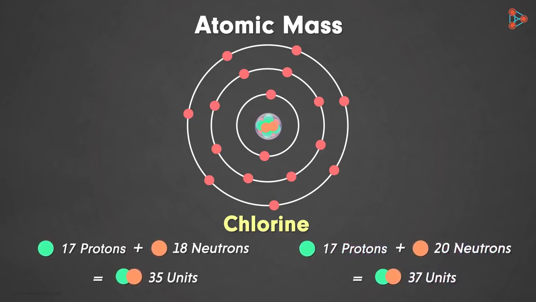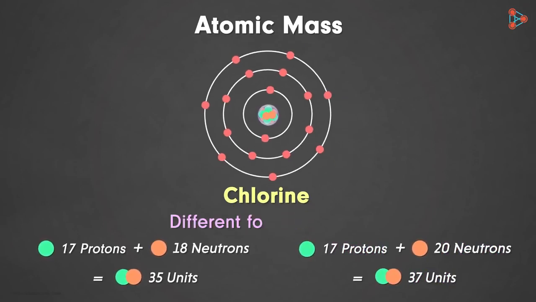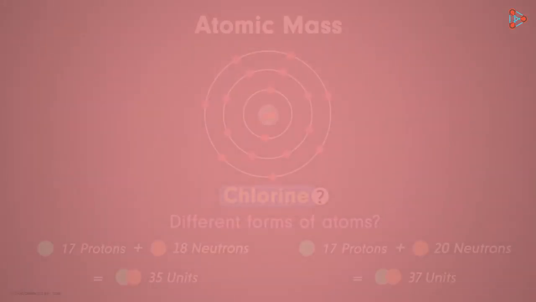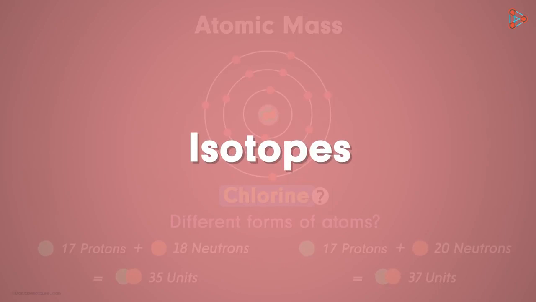But now the next question to pop up in our minds is, how can we have one element having 2 different kinds of atoms? And is this valid only for chlorine, or are there other elements also which exhibit this phenomenon? Let's find out more about this mysterious concept of isotopes in the next video.